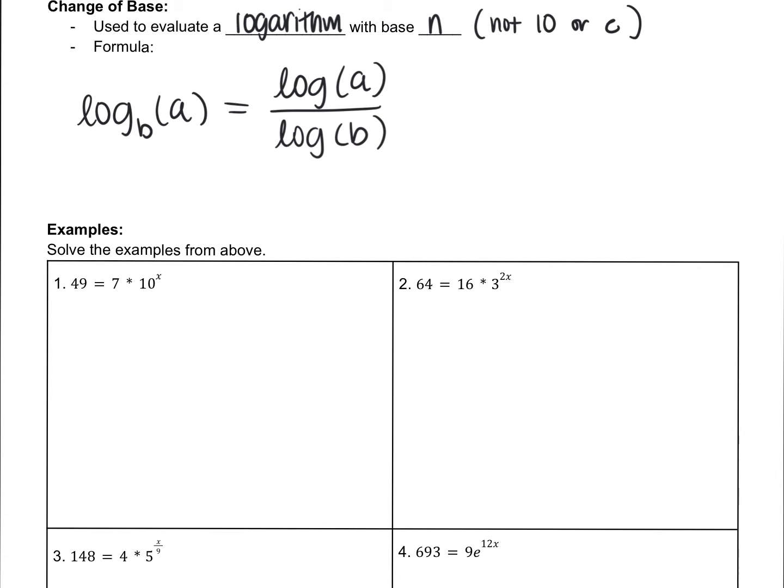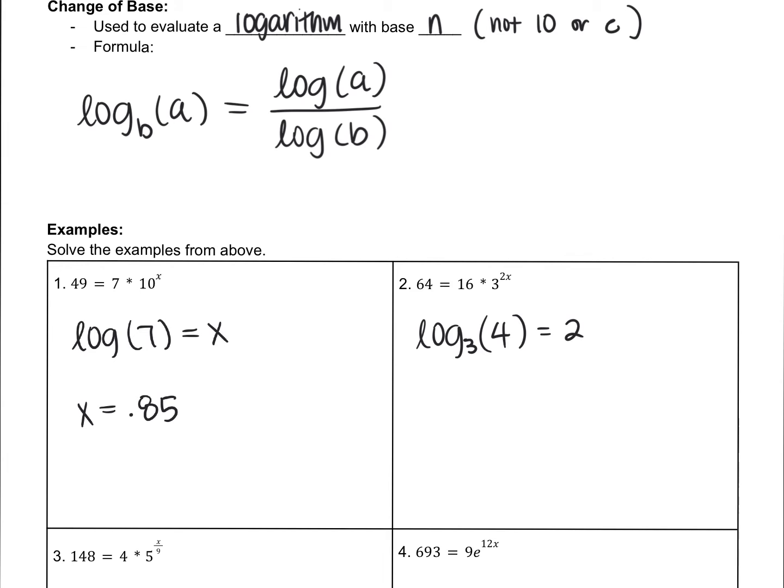So go ahead and take those examples that we just did and finish solving for x. So that first example, we had log 7 equals x. So this one's straightforward. It's just log. So you're going to find the log button on your calculator and you're just going to plug in 7. And we're going to get x is 0.85. Most of the time here when we're solving for x, we're going to get a decimal of some sort, which is fine.